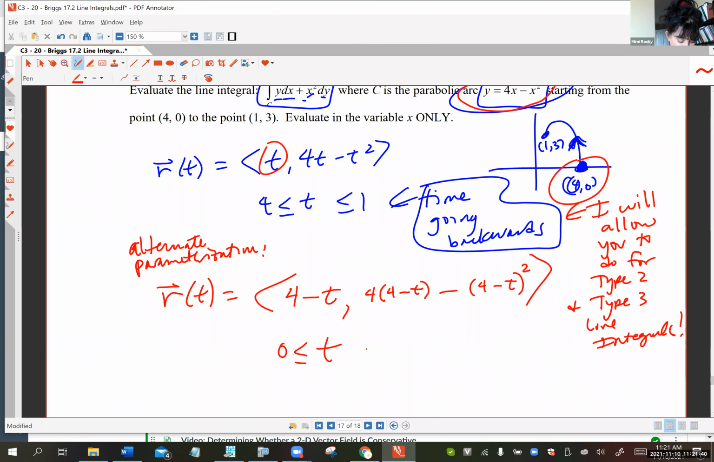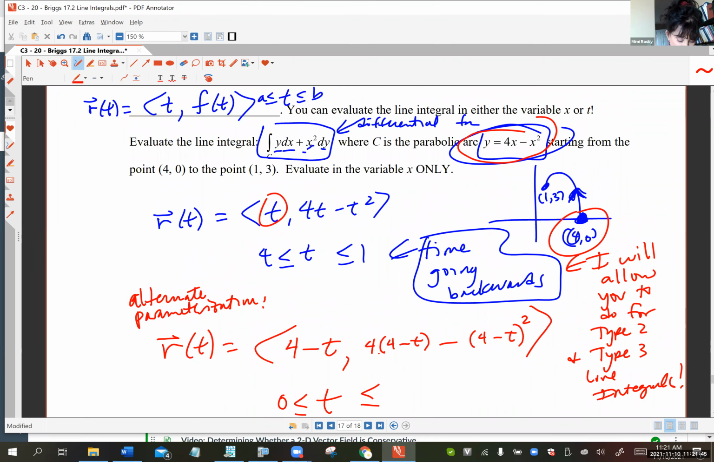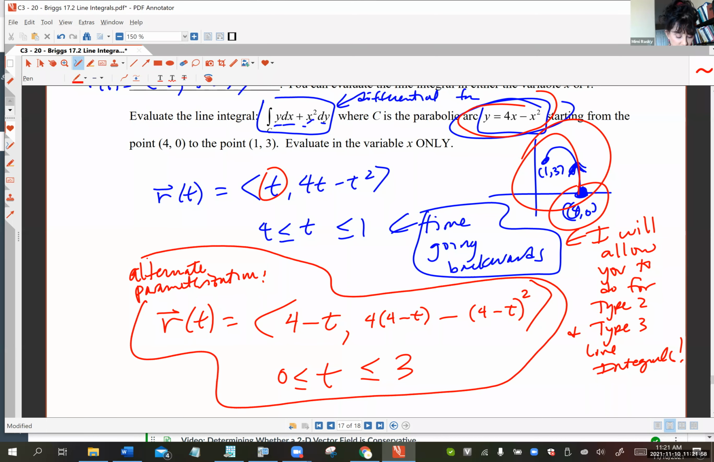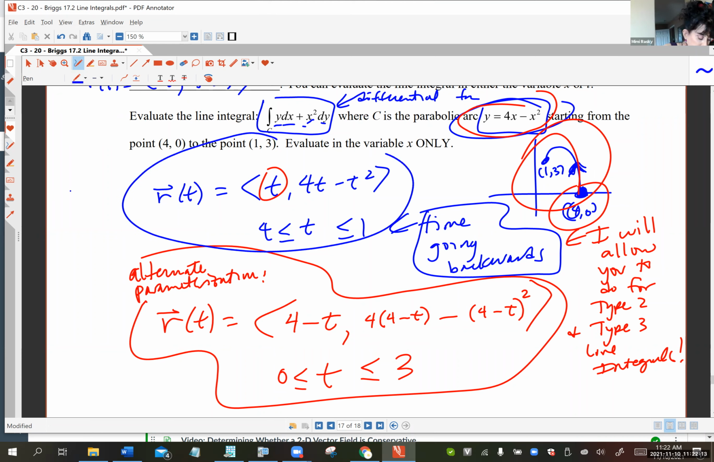But I claim if I finish, where do I want to finish? I want to finish when x is 1. If I finish at time t equals 3 seconds, I think that it'll match this curve. So that's an alternate parameterization where time is moving forwards, and everybody's happy if you want your time moving forwards. I'm okay with it, but it is kind of messy, and you're going to have to do a little bit of work to clean it up if you want to make it look pretty. So I'm not going to use it. I'm going to use mine where I will allow you to have time go backwards.